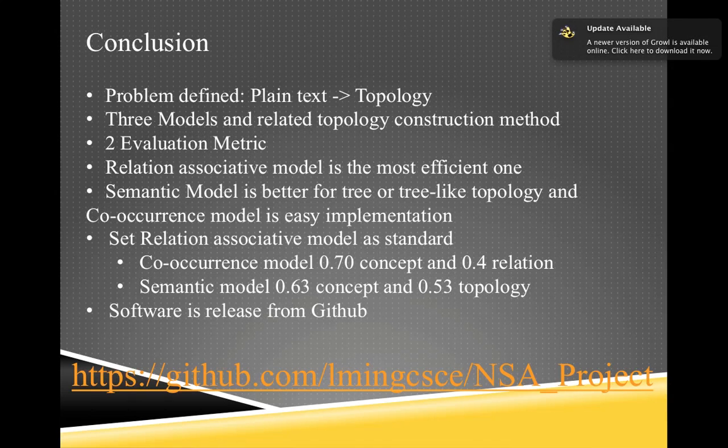Based on the relation associative model as the standard, we get 0.7 major concept list similarity and 0.4 relation established topology similarity for the contrast model, and 0.69 and 0.53 for the semantic match model. We also evaluated the real gap and the sensitivity and specificity of the contrast model I've already described before.